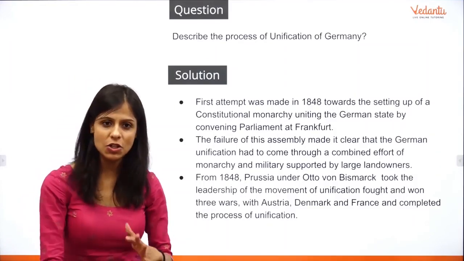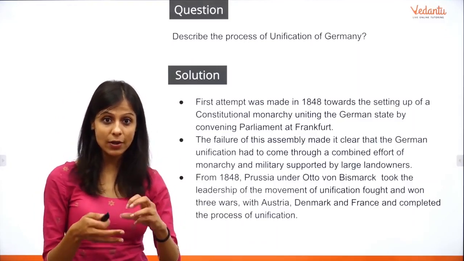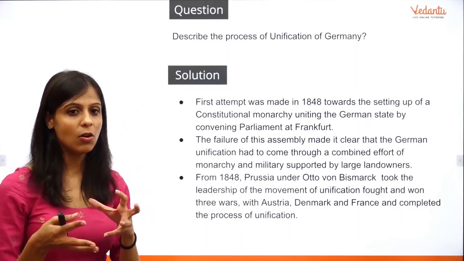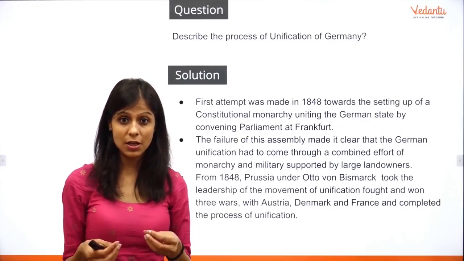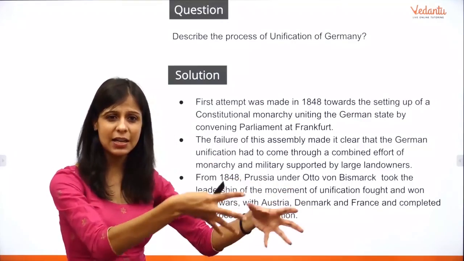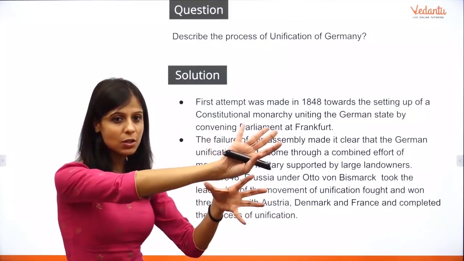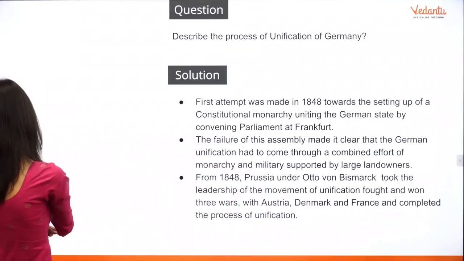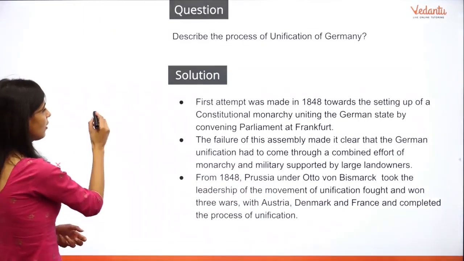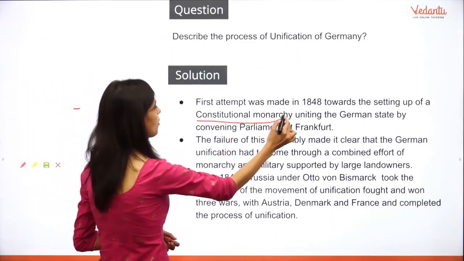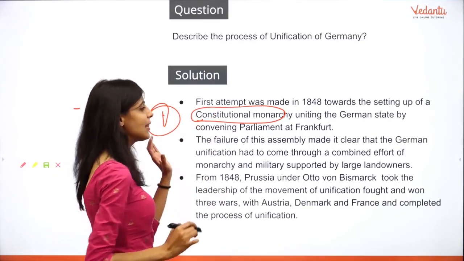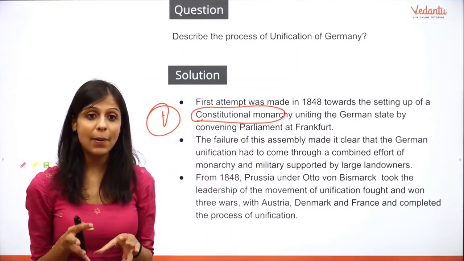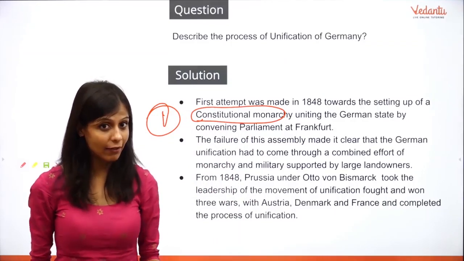Okay, so the very first story, and I'm going to tell you the story. What happened is in 1848, they made the first attempt to remove the absolute monarch and have a constitutional monarch. So what you're going to start the point with is, the very first effort was that a constitutional monarchy was set up, and then explain that they did this by having a parliament that met at Frankfurt.